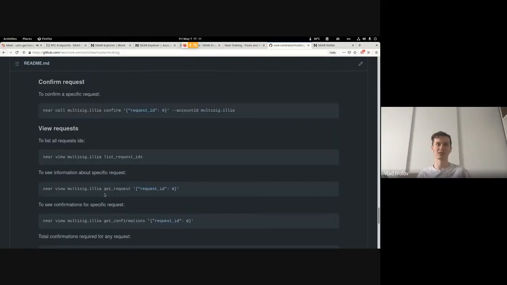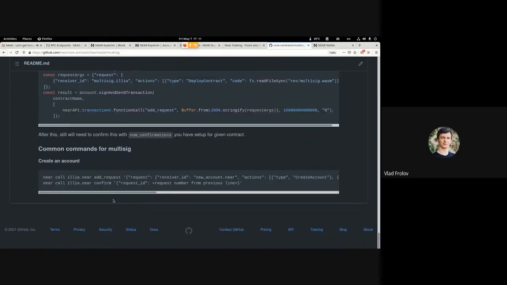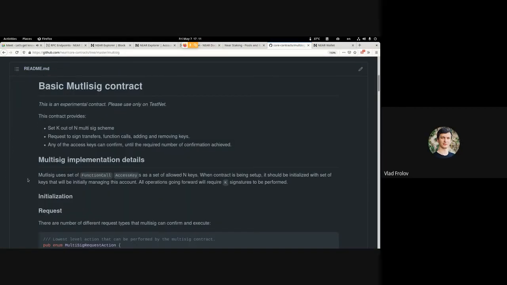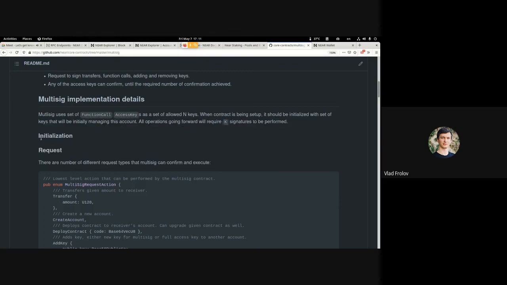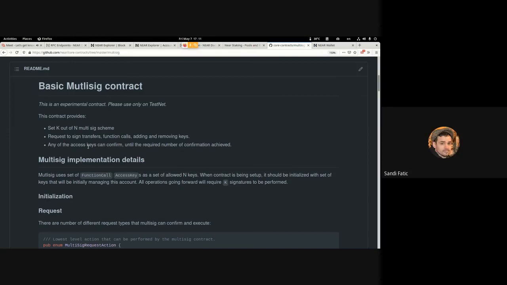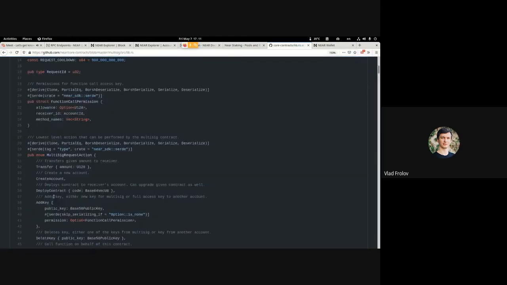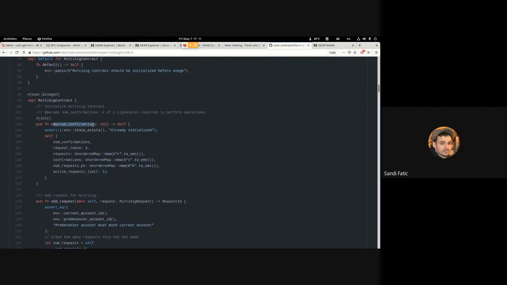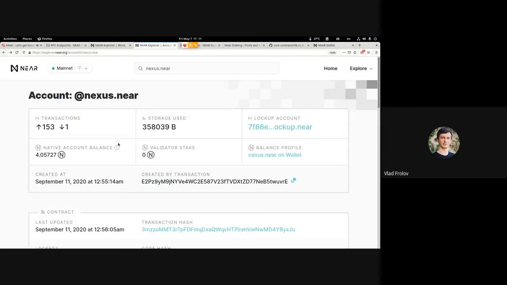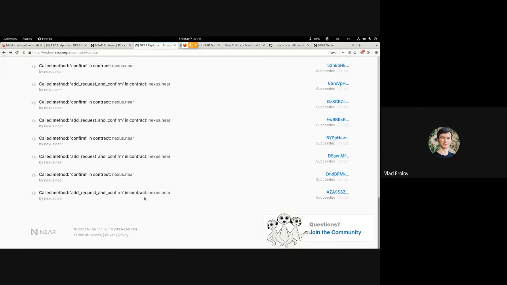Add request, confirm. I'm not sure where initialization is. Okay, it's a missing part. But you can always go to the code and look at the constructor. New is a single parameter. You only specify how many confirmations you want. That's all.